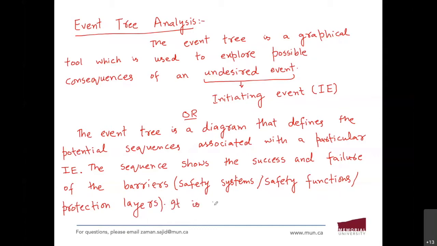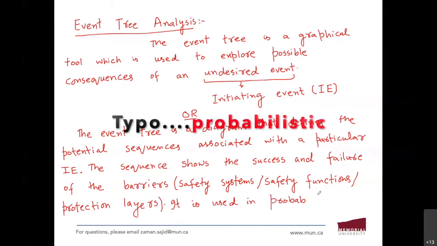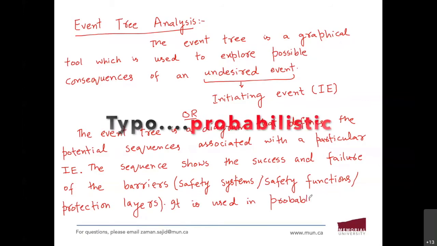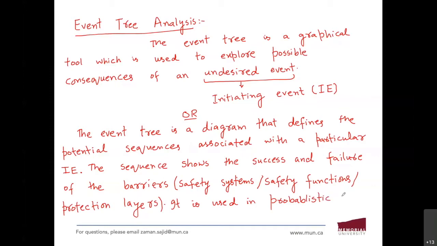It is used in probabilistic risk assessment. Folks, I need to go to the next slide, please.